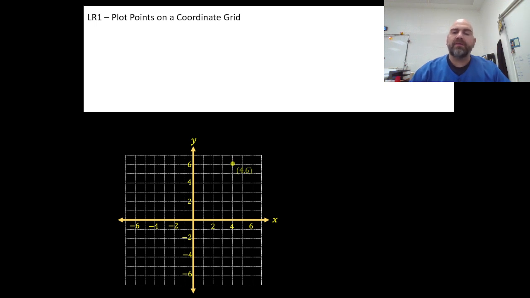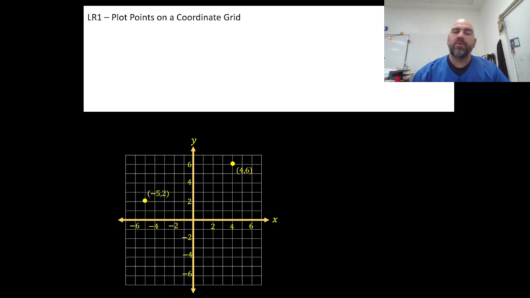Now, if we have a point as such, this is the point between where 4 on the x and 6 on the y meet. We call that point (4, 6). That is a coordinate point that is on this grid. Where that point is, it's a relationship where x equals 4 and y equals 6.